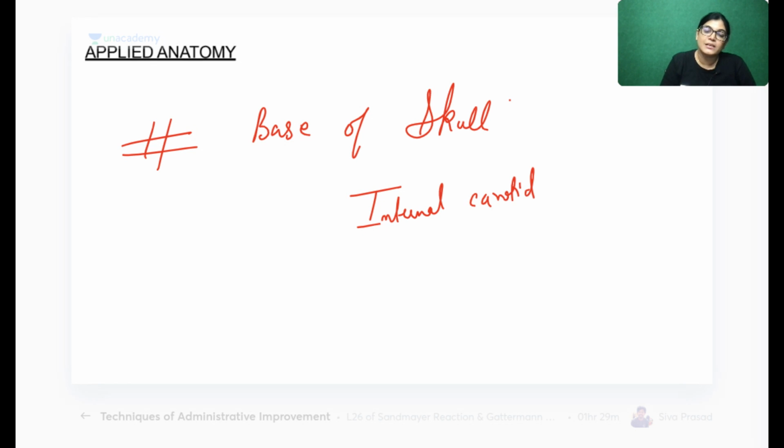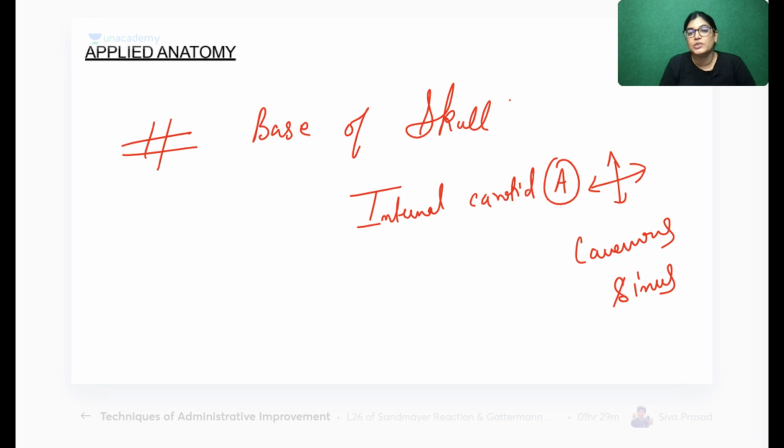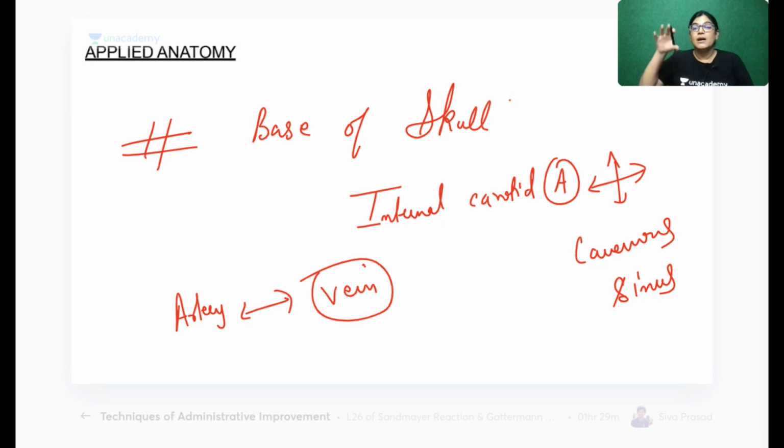As we know, this internal carotid artery can form a communication with the cavernous sinus. So what is the cavernous sinus? It is a dural venous sinus. That means an artery is forming a communication with a vein, with much more force. Yes, carotid-cavernous fistula. It is called an arteriovenous communication.